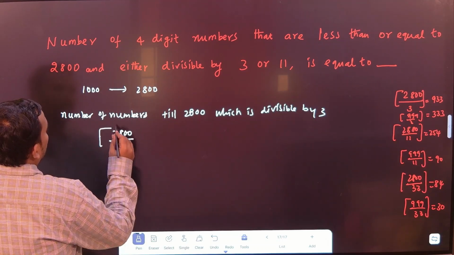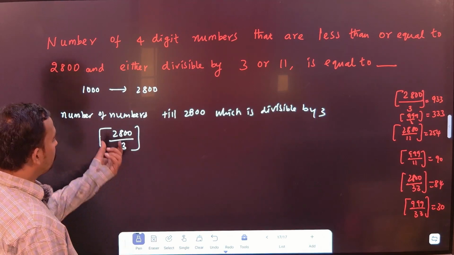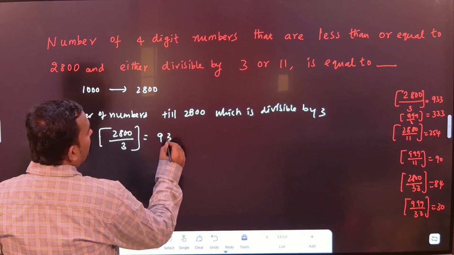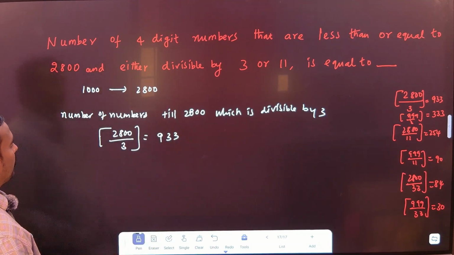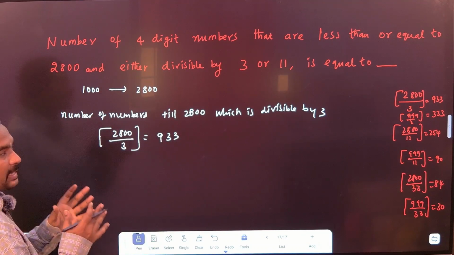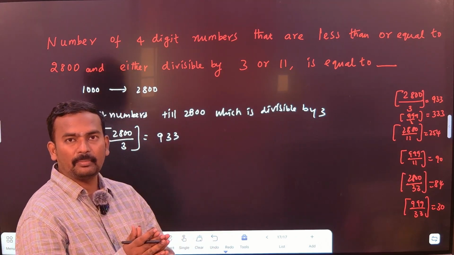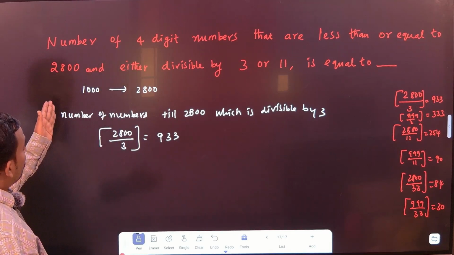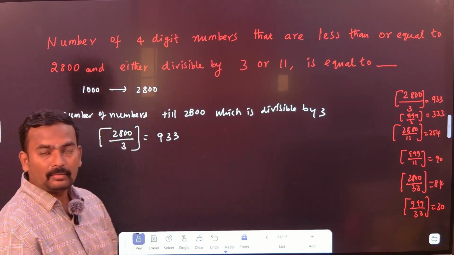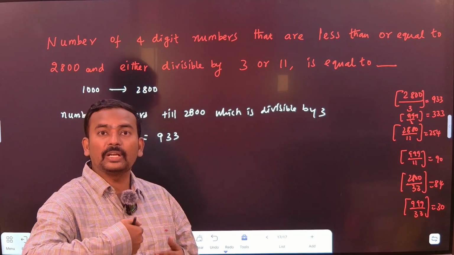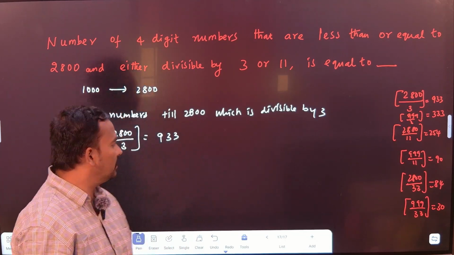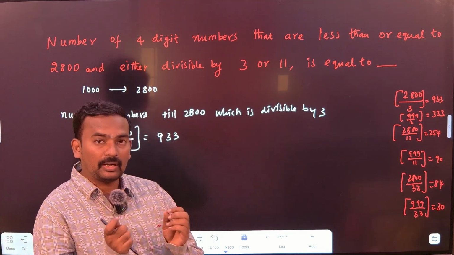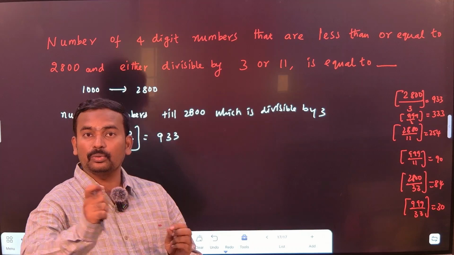2800 by 3, the greatest integer function of 2800 by 3. How much will it be? You will get 933. Okay. So we need actually 4-digit numbers. The 4-digit numbers start from 1000, and we are collecting up to 2800. So that means 1 to 2800, the numbers divisible by 3 are 933. But we need only the 4-digit numbers, so you have to subtract the 3-digit numbers, 1 to 999.